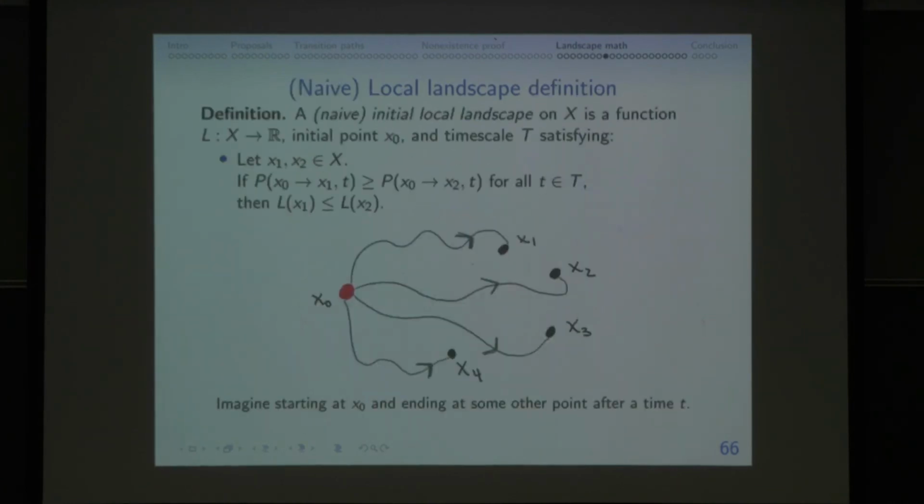The thing that I just told you about is what I would call a global landscape because it reflects steady state probabilities. It tells you something about those. But you can imagine a very similar definition which talks about transition probabilities. If I pick a fixed point x0 and I consider the probability that I go here, if I find that it's bigger than the probability of going there, then I want my landscape to be lower here than it is over there.